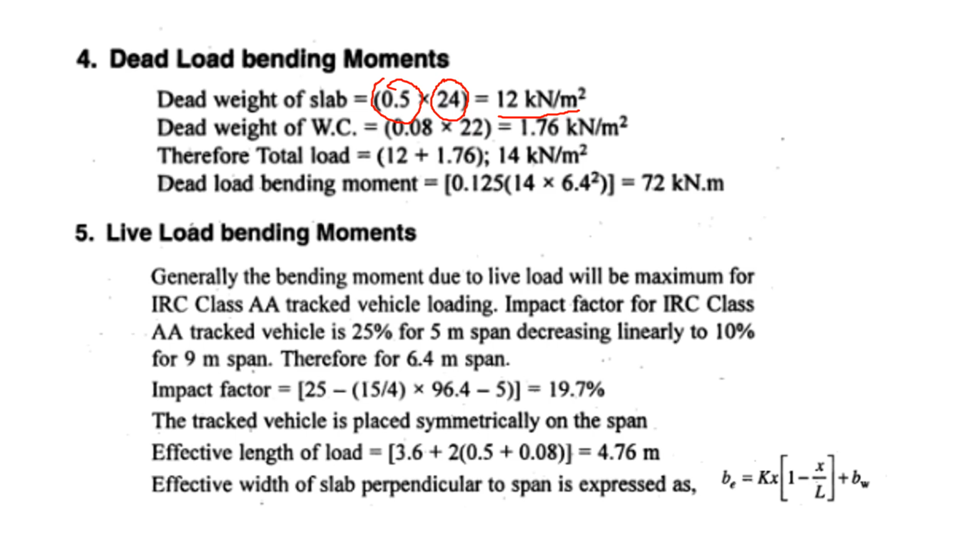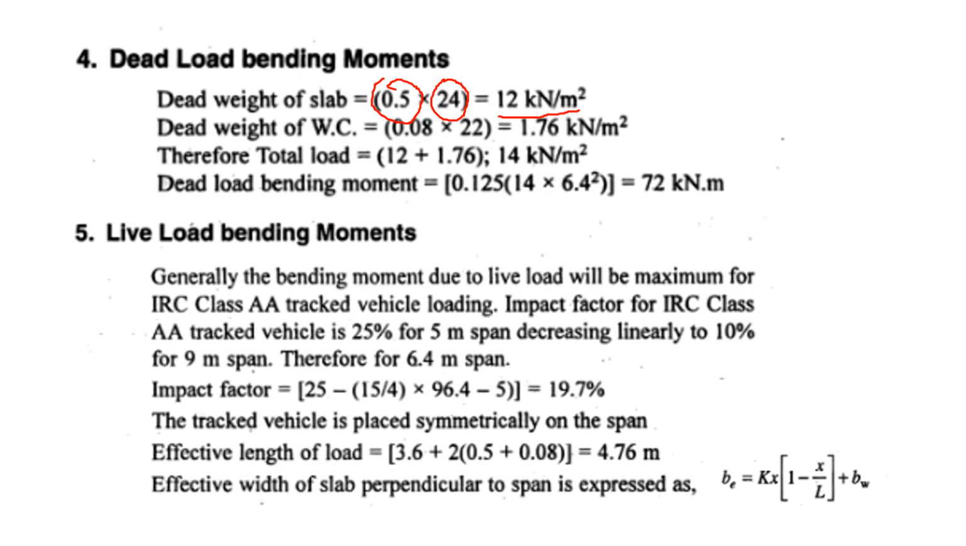Next one is the dead load of the wearing coat. It is an 80 mm thick wearing coat. So it is 0.08 into 22, which is the unit weight of the wearing coat. So it is 1.76 kilonewton per meter square. Therefore the total load is, sorry, I have mentioned it as 121, but it is 12 kilonewton per meter square. Therefore the total load is 12 plus 1.76, so it is 14 kilonewton per meter square.